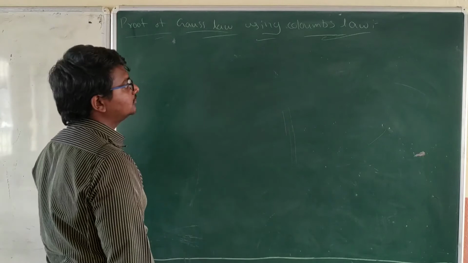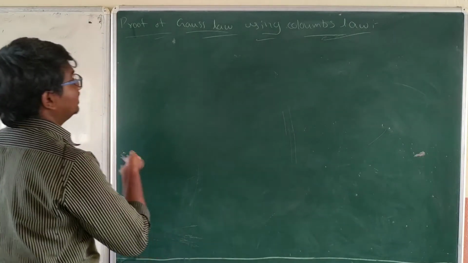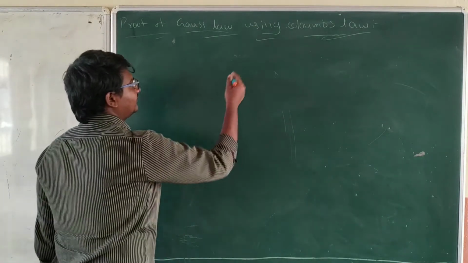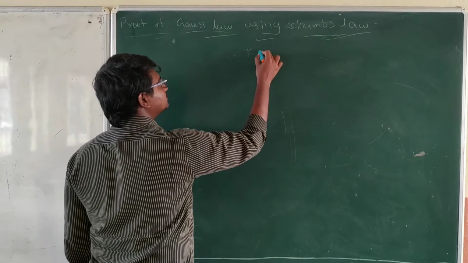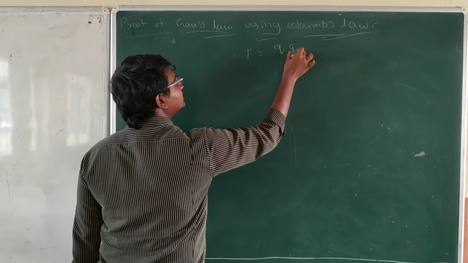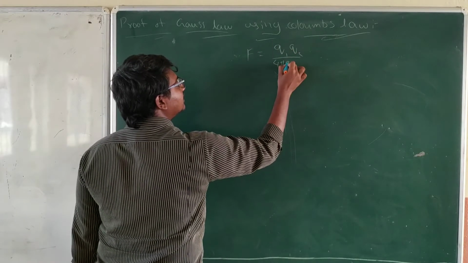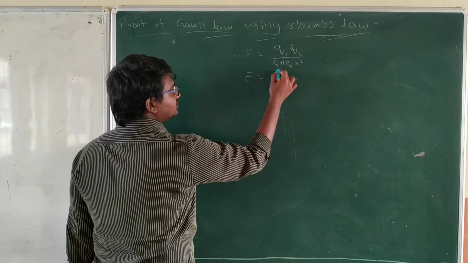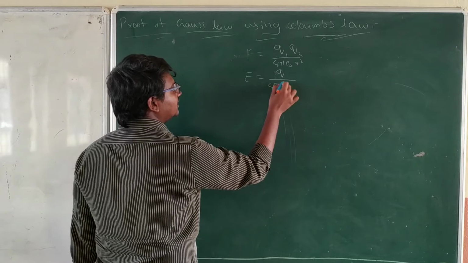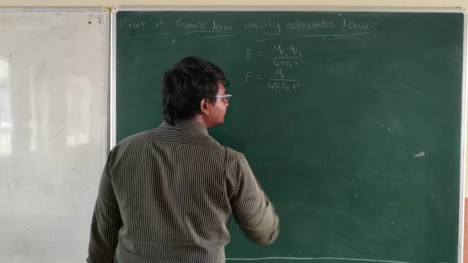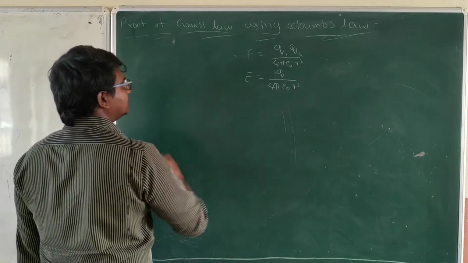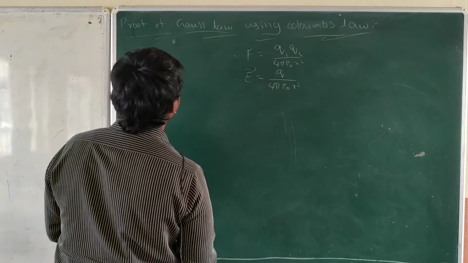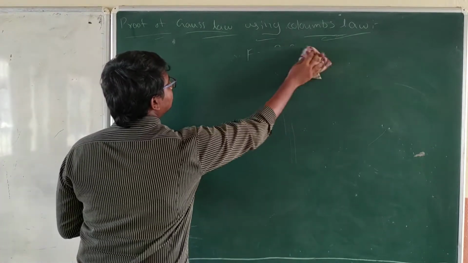Proof of Coulomb's law, proof of Gauss law using Coulomb's law. What is Coulomb's law? F is equal to Q1 Q2 by 4 pi epsilon naught R square. From this we know electric field E is equal to Q by 4 pi epsilon naught R square. Fine. Let's consider this is electric field E bar, right? Okay, you will remember this.